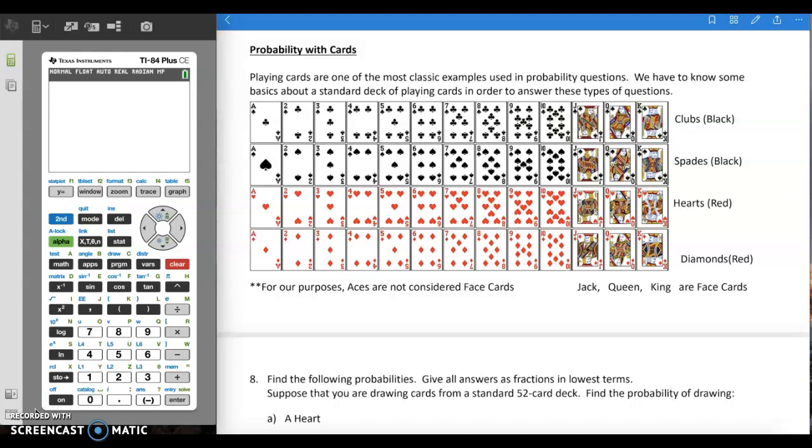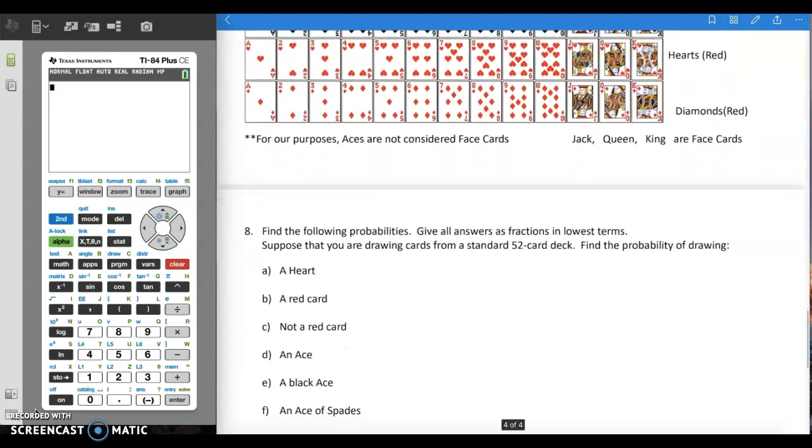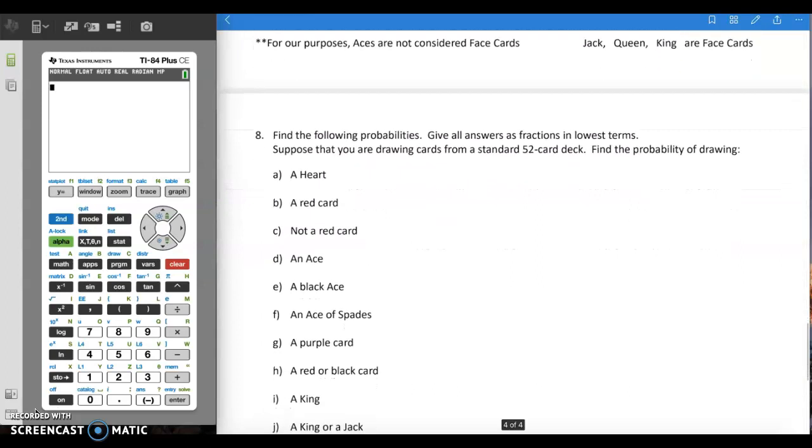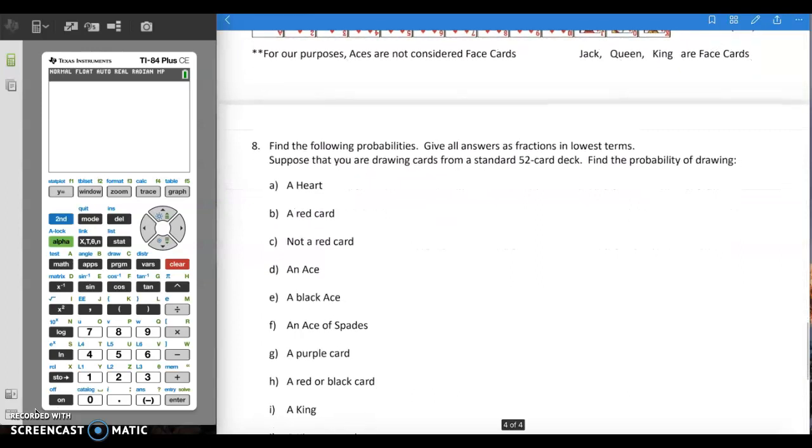Because you can get asked all different kinds of probability questions on these, and you need to know those qualities in order to get them correct. So let's practice a whole bunch of probabilities with cards, and we'll use our image here to help us if we need it. This says, find the following probabilities, give all your answers as fractions in lowest terms. Suppose you are drawing cards from a single 52 card deck. Find the probability of drawing a heart.